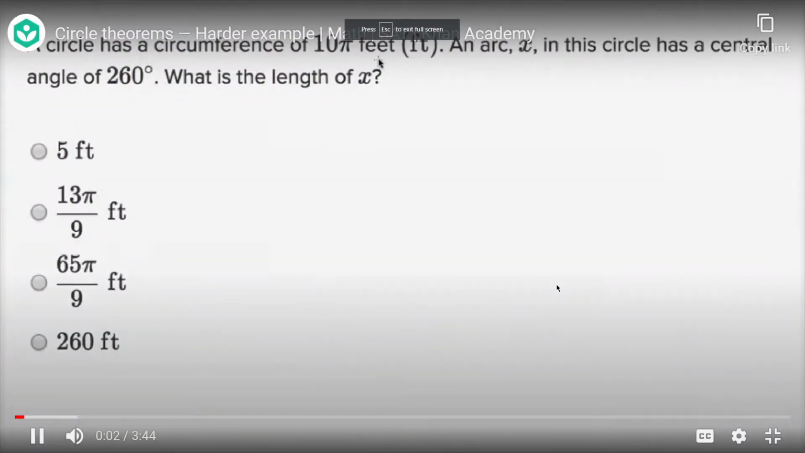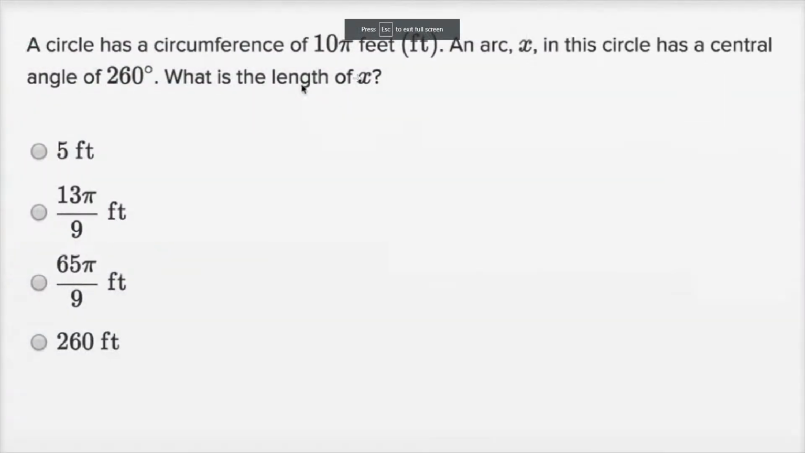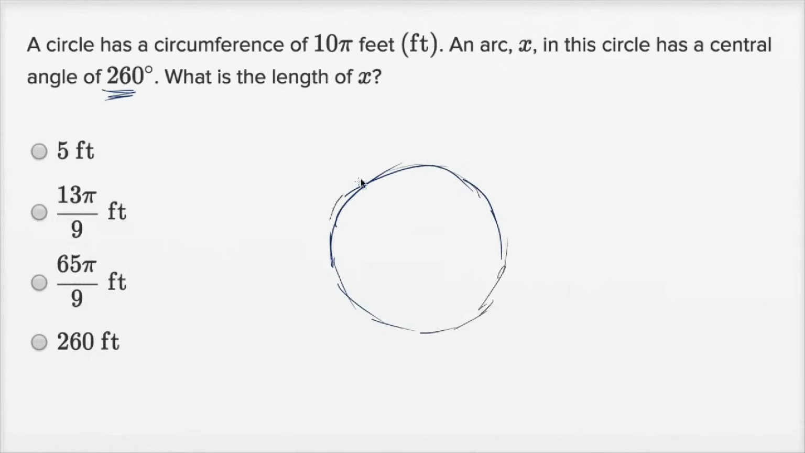A circle has a circumference of 10 pi feet. An arc x in the circle has a central angle of 260 degrees. What is the length of x? Let's just visualize what's going on here. So we have a circle. I can't draw a circle that well, but we get the point. That's our circle, and this is the center of our circle. It has a circumference of 10 pi feet.